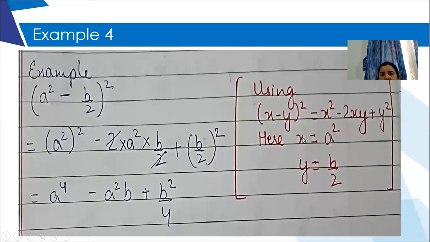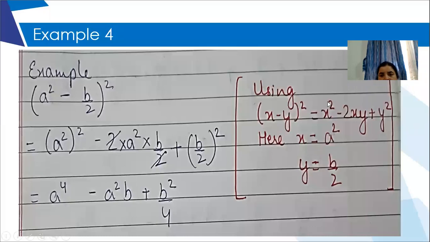Here x is equal to a square, because my first term is a square. So x will be replaced with a square, and minus is there in the center. Here also minus is there in the center. y is replaced with b by 2. So x is equal to a square and y is equal to b by 2. Wherever x is there, I'm going to write a square; wherever y is there, I'm going to write b by 2.